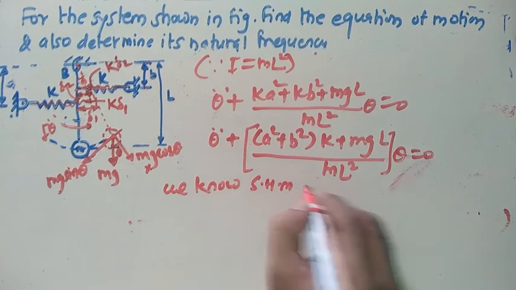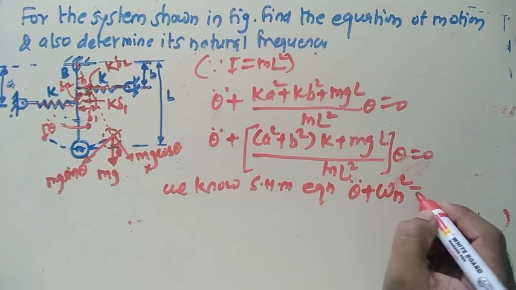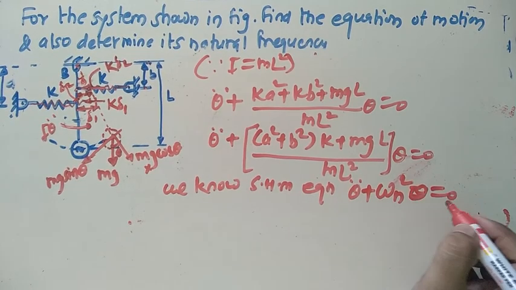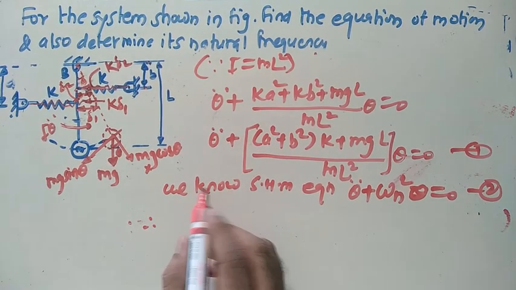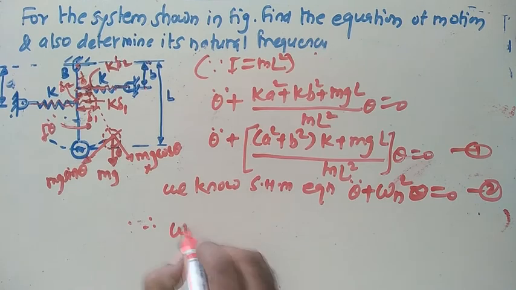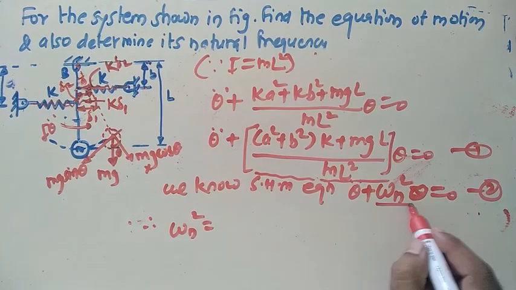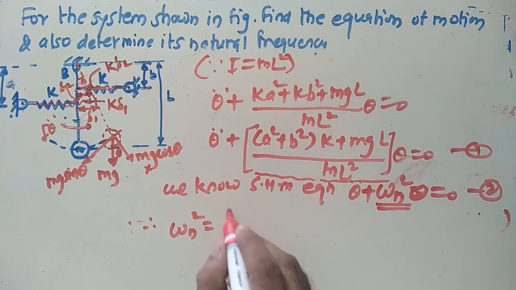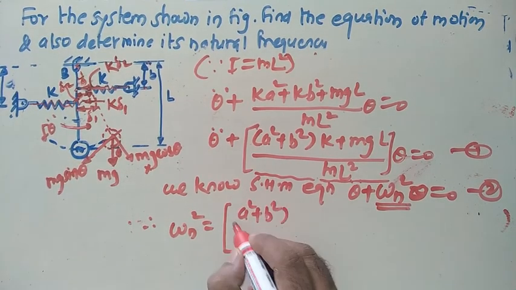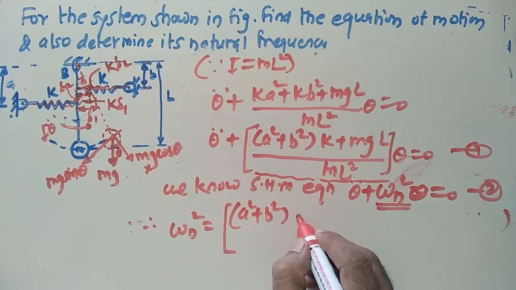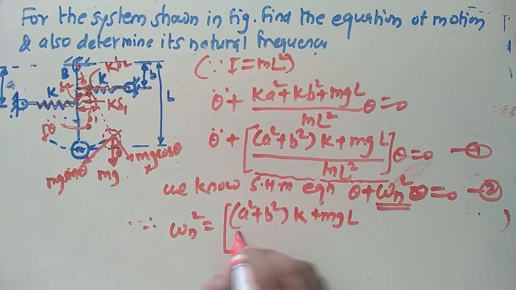So we know the SHM equation. What is the SHM equation? Theta double dot plus omega n square into theta equals to 0. Comparing equation 1 and equation number 2, what do we get? Therefore omega n square equals to, compare this term with this one, (a square plus b square) into k plus mgL, divided by m l square.